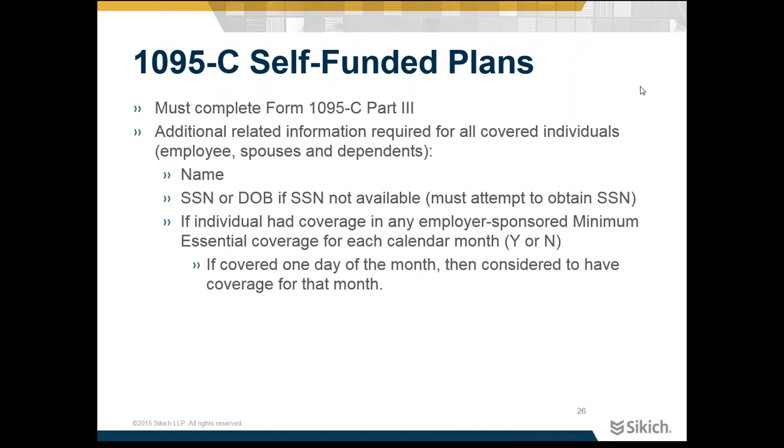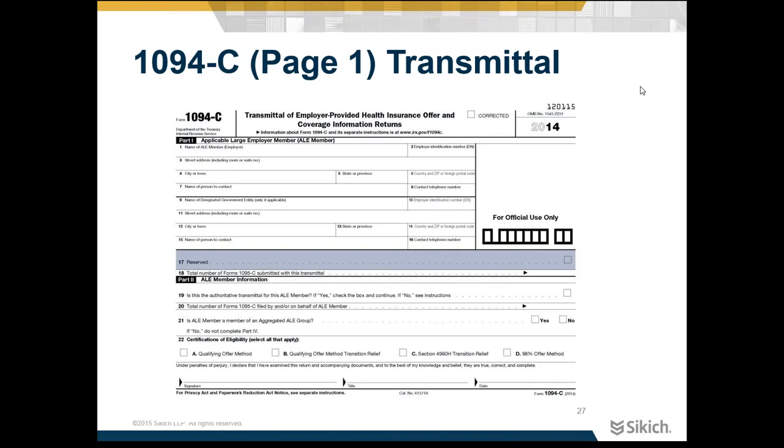And again, if you're self-insured, you're going to need to have the name of every spouse and dependent as well as a Social Security number. If you don't have the Social Security number, you're required to at least go through a process to try to gather that, or you can use the date of birth, but you have to have at least gone through a certain process to attempt to obtain that information, so you'll want to be gathering this information.